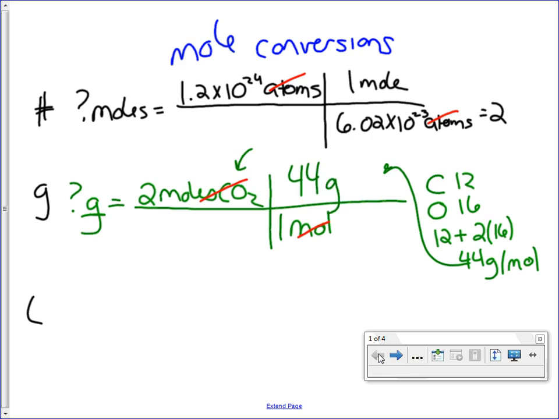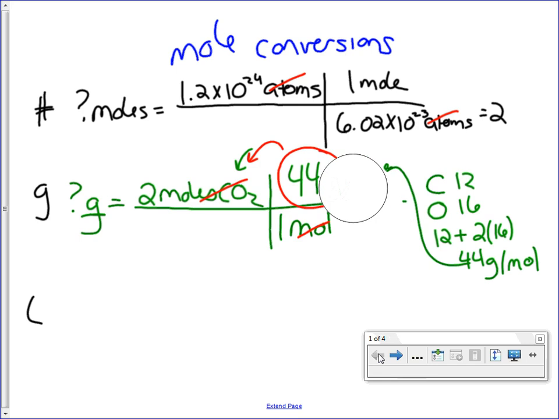If it were neon, it would be 20. If it were fluorine, it would be 19. If it were carbon, not carbon dioxide, but carbon, it would be 12. So this number right here is going to change depending on what that is. Okay? In this case, I get that it equals a nice 88 grams is 2 moles of carbon dioxide.